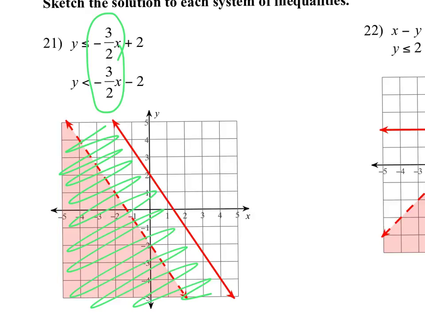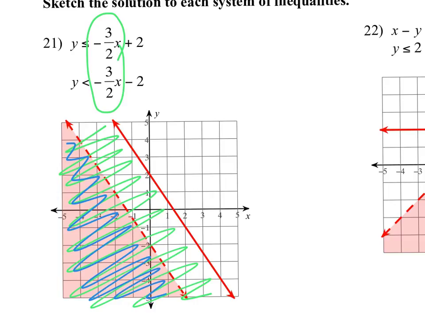And then for our second line, we're going to start at -2, do the same slope. This time it's going to be a dashed line, and we're going to shade below. So notice they're only shading the final answer. You can shade everything. I don't care if you shade both of them as long as you make it very clear where the solution area is, which is the double shaded portion.